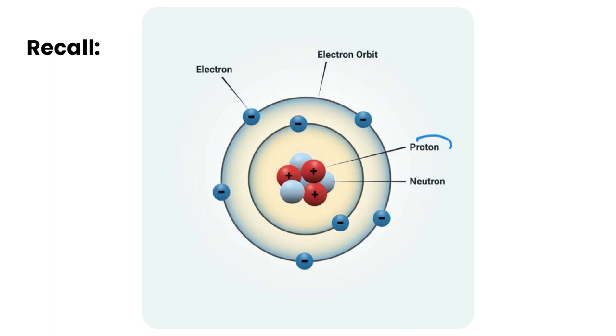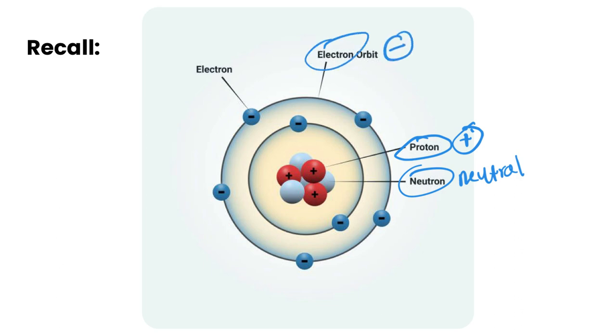So to begin with, if you recall, an atom is made up of three different types of subatomic particles. We have protons, which are positively charged. We have neutrons, which have a neutral charge. And we have electrons, which have a negative charge. So atoms contain electrically charged particles in varying amounts, but overall atoms themselves are neutral.